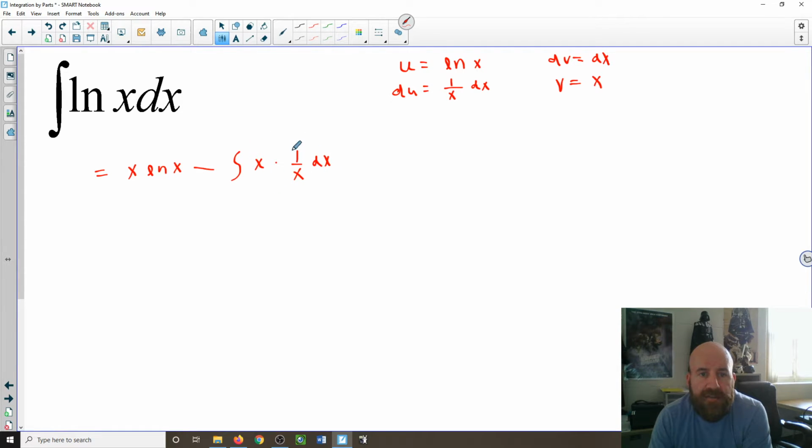So we know that x times 1 over x is just 1. So we are finding the integral of dx. The antiderivative of dx is just x. So we have x ln x minus x plus c. And we're done. As soon as you don't have any integration symbols, then we know we're done.